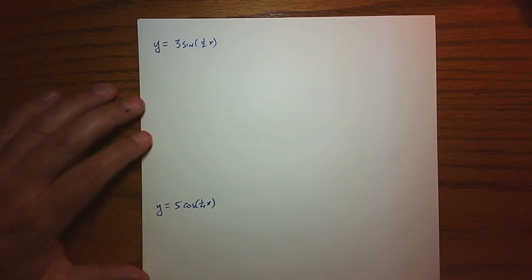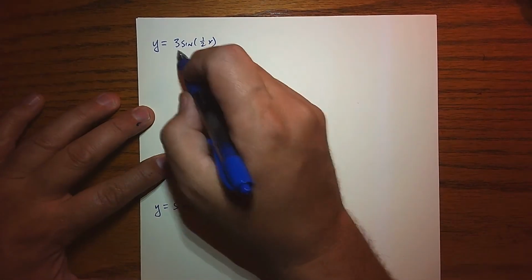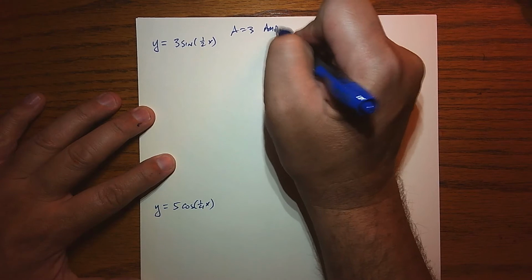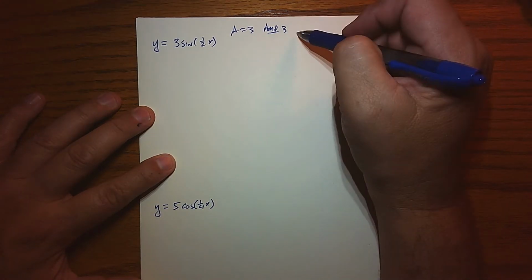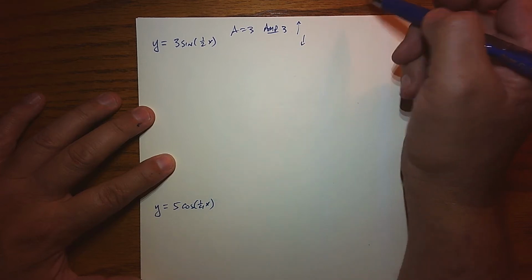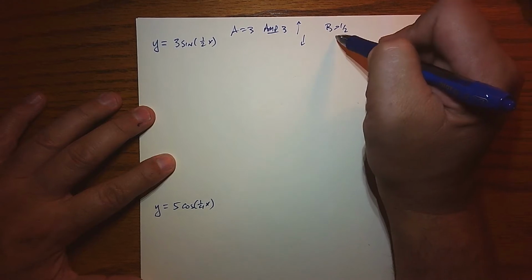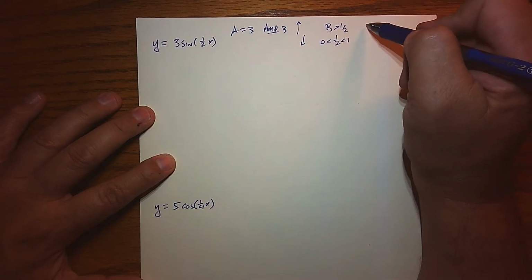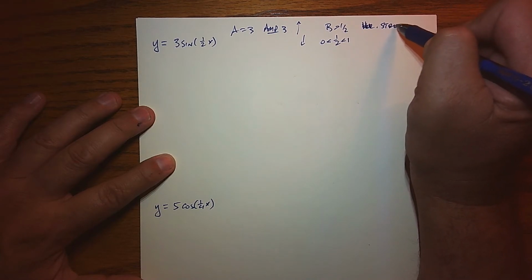Alright, so we've handled each case separately. Let's put it together. In this case, we see that A is equal to 3. So amplitude-wise, we're 3. Again, the equilibrium is the x-axis, so we're going to be 3 up and 3 down. And then B is equal to 1/2, and 1/2 sits between 1 and 0. So we are expecting a horizontal stretch.